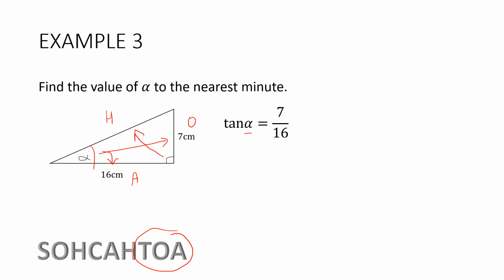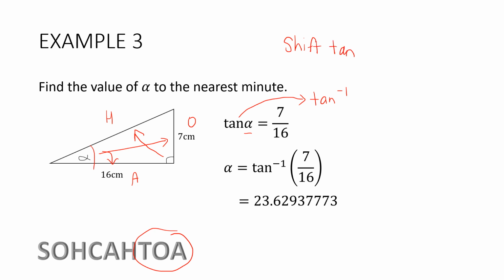Now I want to make alpha the subject, so I'm going to take the tan over the other side, and the opposite operation of tan is inverse tan. So alpha is equal to inverse tan of 7 over 16. Now on your calculator you will do shift tan. And when we do that we'll end up with this. But we want the nearest minute, so we're going to press the bubble button and we get this.